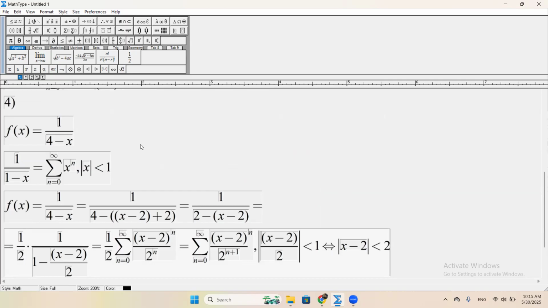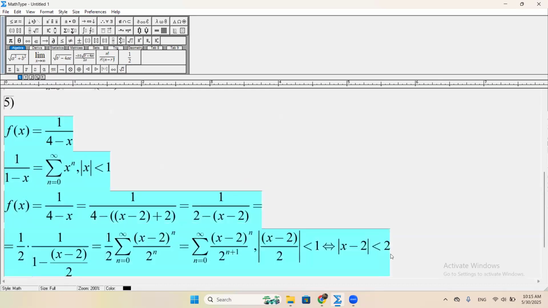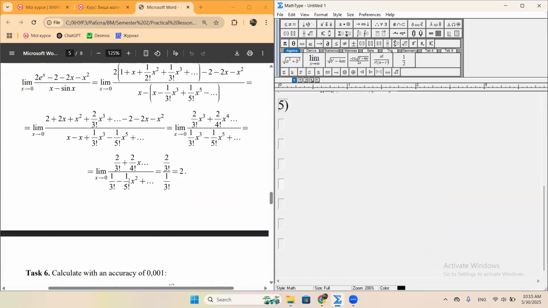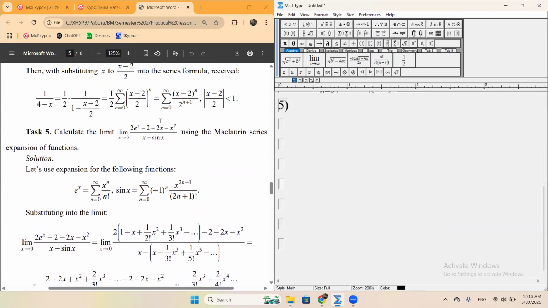Okay, if no questions, let's solve one more exercise, and after that we will have a break. So the task is related. Now we are starting to use the application of power series. We will calculate the limit. How will we do it? Okay, first of all, let me write it down.